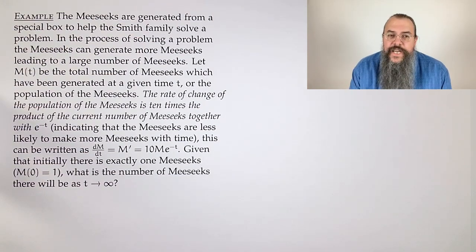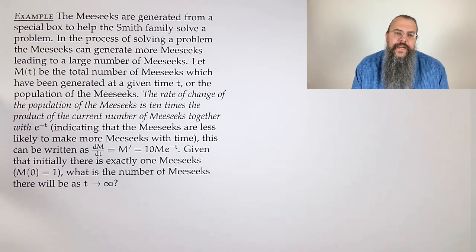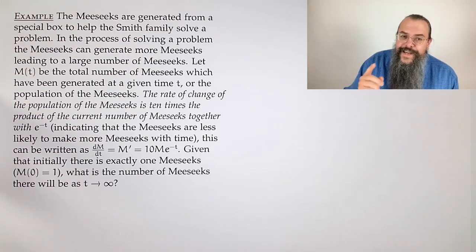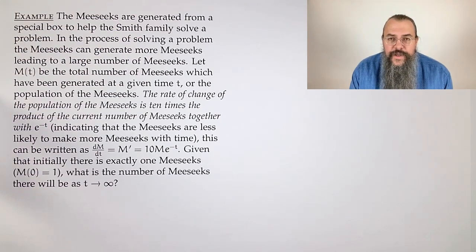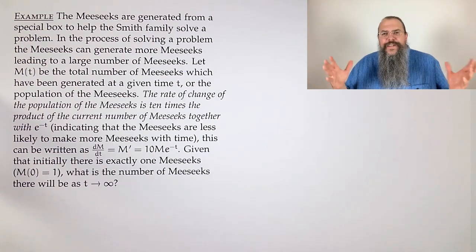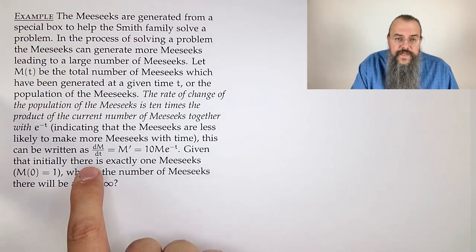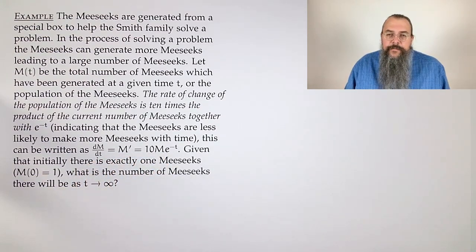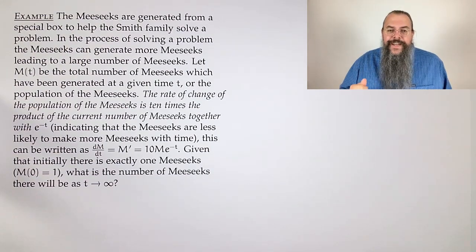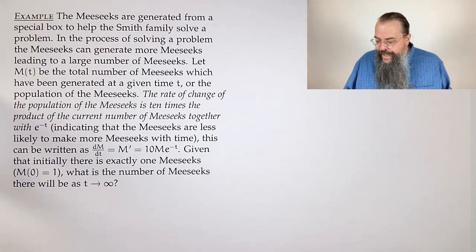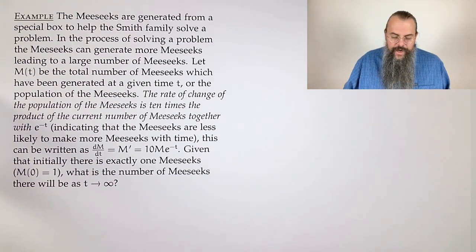So the rate of change of the population of the Meeseeks is 10 times the product of the current number of Meeseeks together with e to the minus t. Now, why? Well, that indicates that Meeseeks are less likely to make more Meeseeks with time. So as time goes forward, they're like, well, we don't need quite as many as we did before. So this can be written as a differential equation, dm/dt, which is m prime, is 10 m e to the minus t. So given that initially there is exactly one Meeseeks, what is the number of Meeseeks there will be as time goes towards infinity? So in the long run, how many Meeseeks are going to have to be created to help solve this problem?